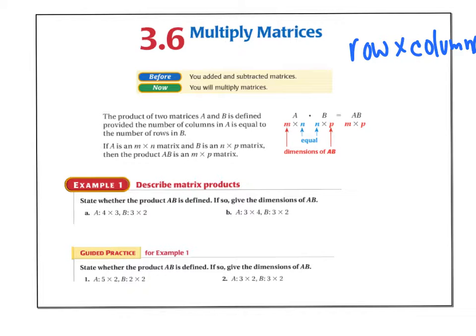Here I have a 3 by 4 matrix being multiplied by a 3 by 2 matrix. You look to the inside numbers, the columns of the first matrix. Does that equal the rows of the second matrix? And the answer should be no. So there's no reason to even move on and try to state the dimensions of an answer matrix, because you won't have one. This one is not defined, meaning you cannot do the multiplication on these two matrices.